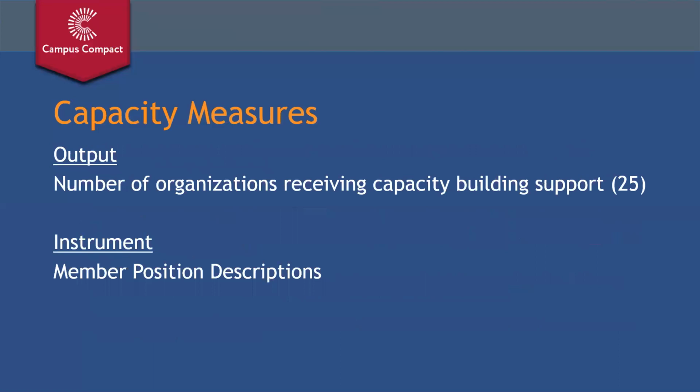The next big section is in capacity measures. So our outputs here, this is what I was talking about with organizations for those community-based positions. So the number of organizations receiving capacity building support. We collect that information through the member position descriptions. On there, you tell us the name of the organization, and that's what we use to collect and document those numbers, and hopefully we get to the goal of 25.